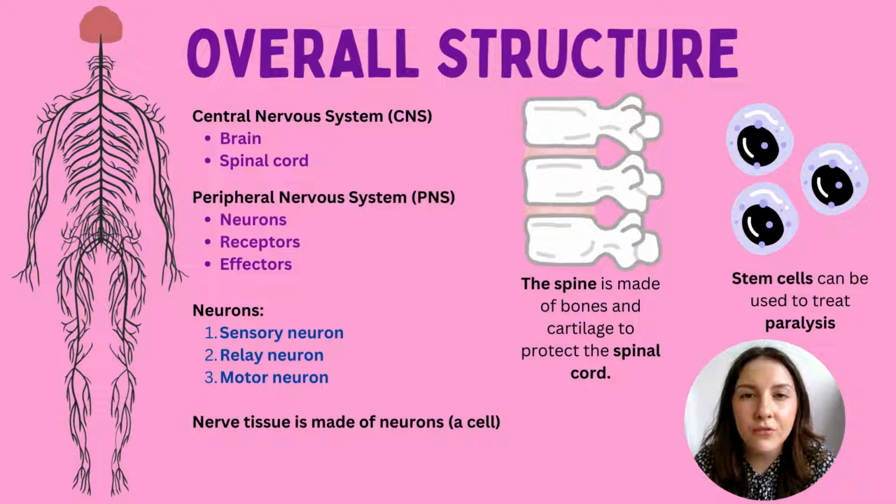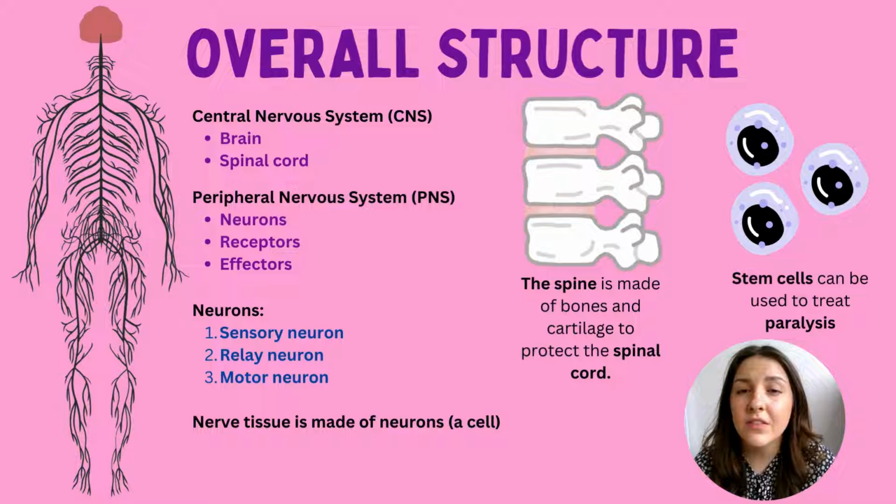It's made up of the central nervous system, or the CNS, such as the brain and also the spinal cord. Now, remember, the spinal cord is the nerves or the neurons that are found within the spine. Remember, the spine is made up of bones and cartilage, and its main job is to protect our spinal cord. The spinal cord itself is connected to the brain, and it helps to communicate with the rest of the nervous system, the peripheral nervous system, which is the outside of that central nervous system.